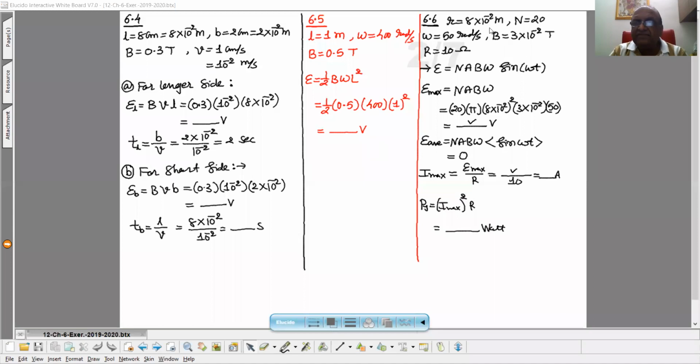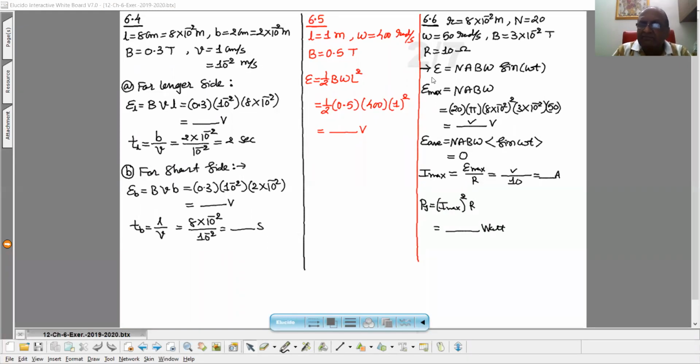Radius is 8 centimeter, so that is 8 into 10 raised to minus 2 meter. Number of turns in the coil is 20, given to you. Omega is 50 radian per second, and the magnetic field in which it is placed is 3 into 10 raised to minus 2 Tesla, R is 10 ohm. So E is equal to NAB omega sine omega t. We derived this equation in the theory of AC generator.